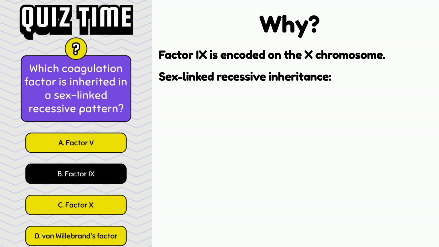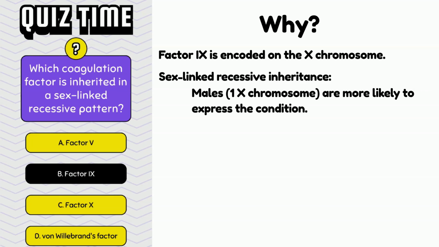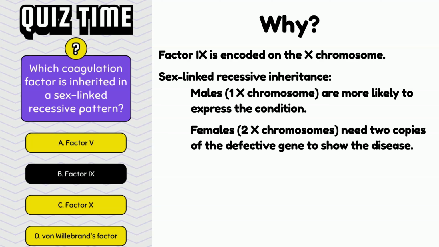Sex-linked recessive inheritance means that the gene causing the disorder is located on the X chromosome, and males, who have only one X chromosome, are more likely to express the condition if they inherit the defective gene. Females have two X chromosomes, so they would need to inherit two copies of the defective gene to express the condition, though they can be carriers with only one copy of the gene.